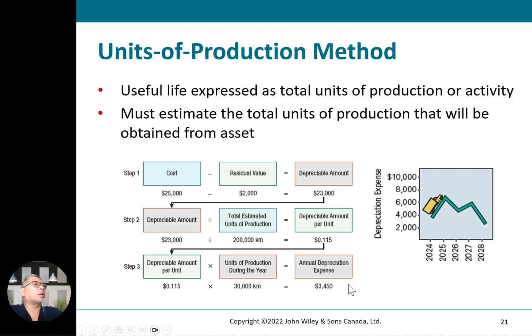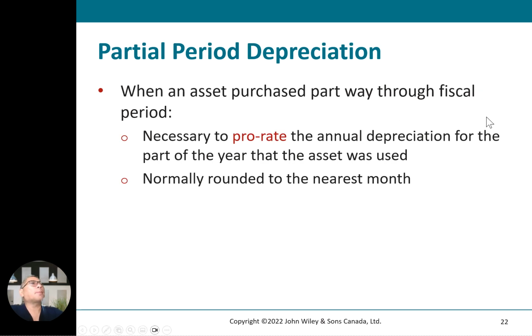So step 1, step 2, step 3. Now this method is based on the production method. In this particular truck, it will be based on the mileage. Okay, so that is the third one. And then partial period depreciation. When an asset is purchased part way through the fiscal period, it is necessary to prorate the annual depreciation for the part of the year that the asset was used. It is normally rounded to the nearest month.